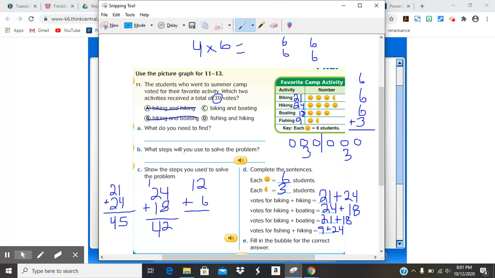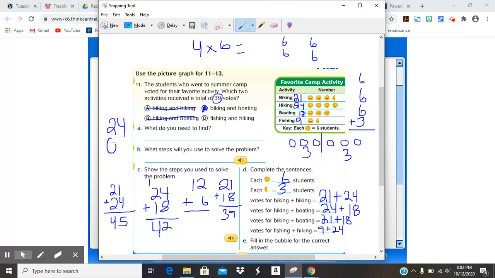Next we see biking and boating, which we come down here was 21 plus 18. And I see 1 plus 8 is 9, and 2 plus 1 is 3. And look, there is my magic number that goes with biking and boating. But we're going to go ahead and add fishing and hiking too down here, just to make sure we didn't mess up somewhere and to get some practice.